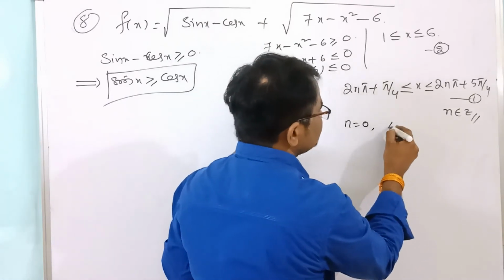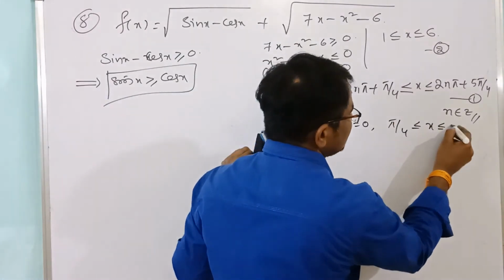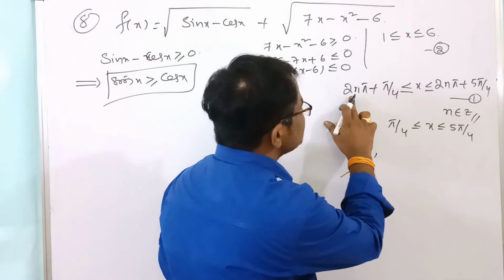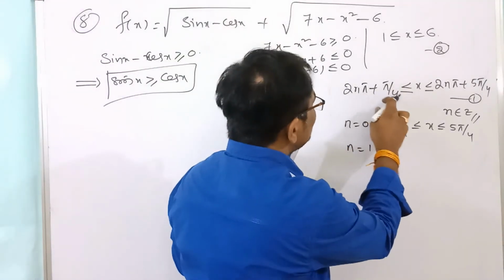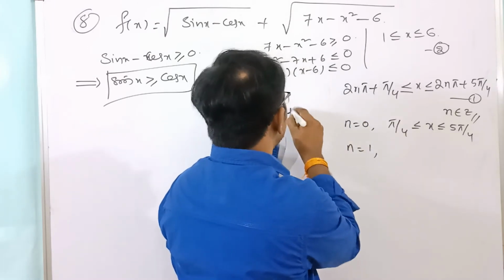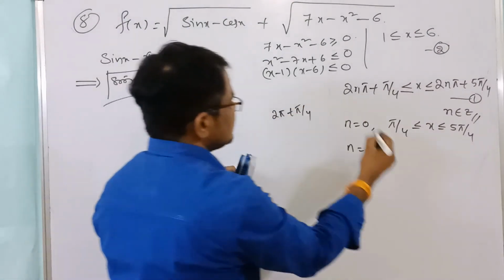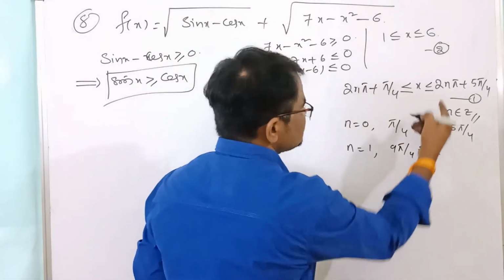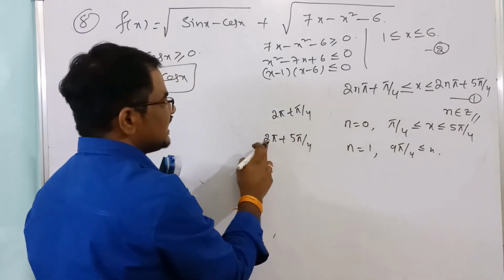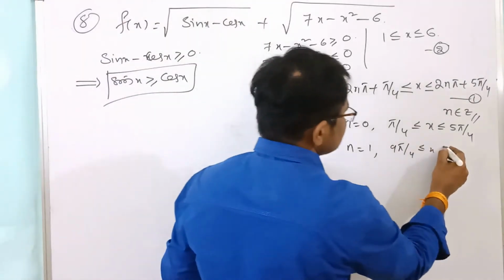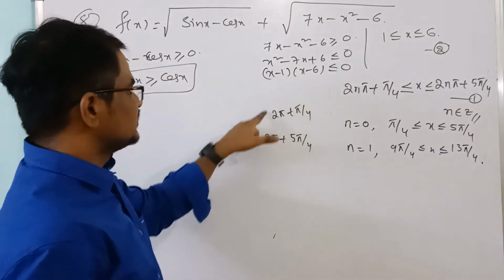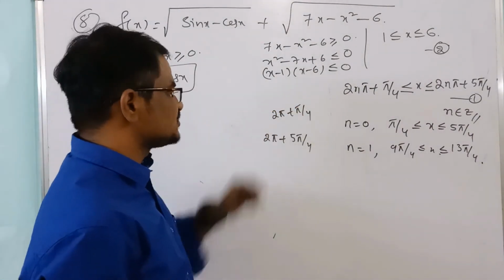Take n equal to 0: pi by 4 less than or equal to x less than or equal to 5 pi by 4. Next, n equal to 1: 2 pi plus pi by 4 means 9 pi by 4 less than or equal to x, and 2 pi plus 5 pi by 4 means x less than or equal to 13 pi by 4. So 8 plus 1 is 9, and 8 plus 5 is 13 pi by 4.